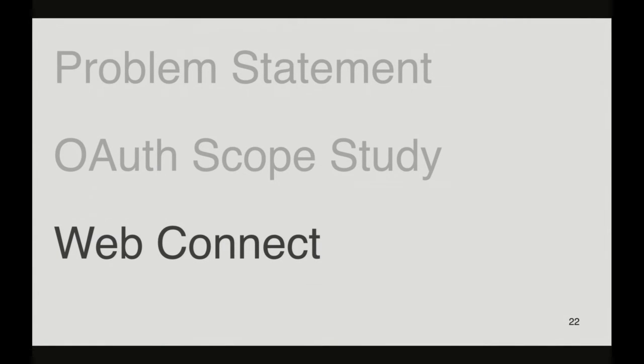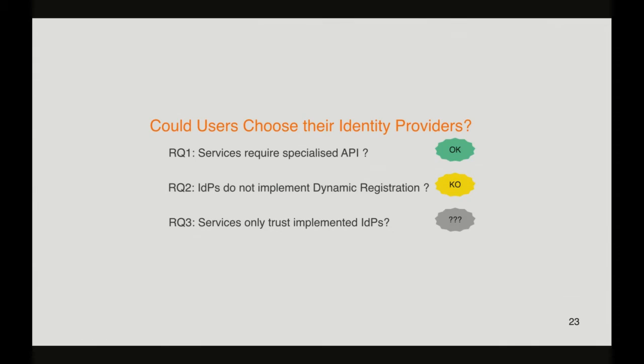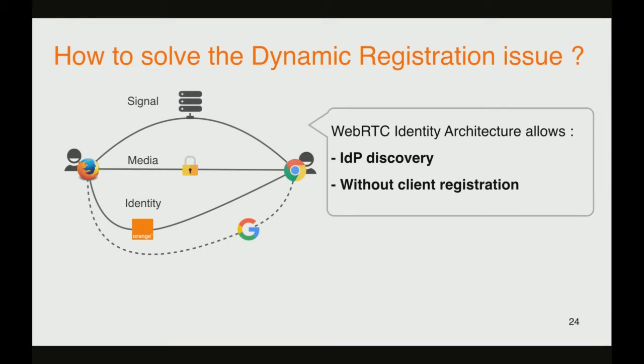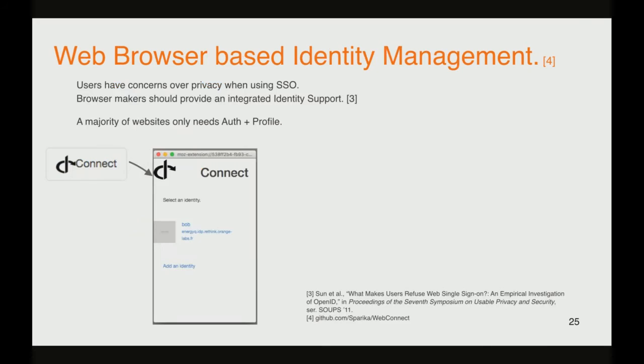And so our solution to the dynamic registration problem: we had 3 research questions, and we found that dynamic registration may be an issue for users to choose their identity providers. But on WebRTC, the identity solution allows identity provider discovery and without client registration, the client here being the website. So we propose a web browser-based identity management. At the moment, it's a prototype, a Firefox extension.